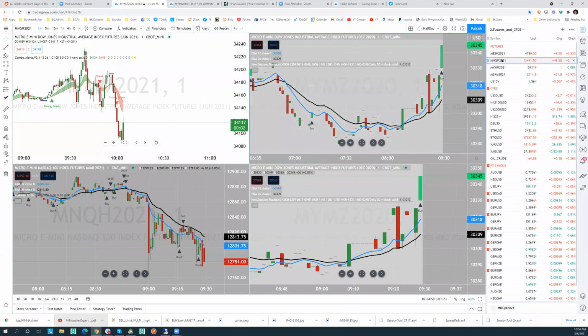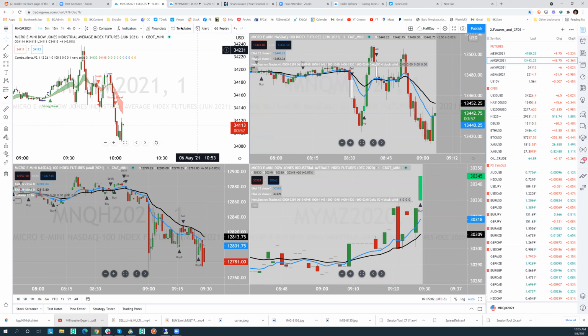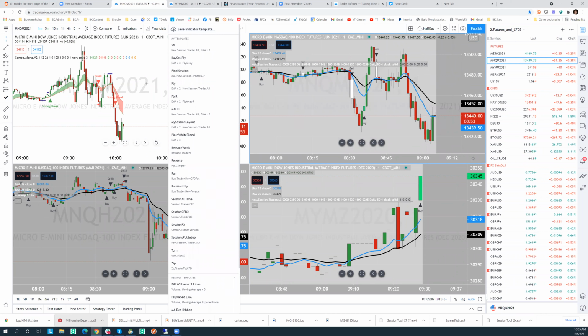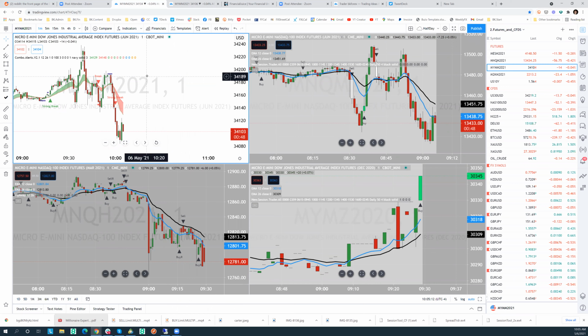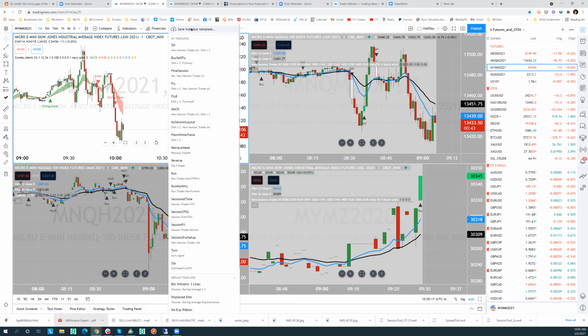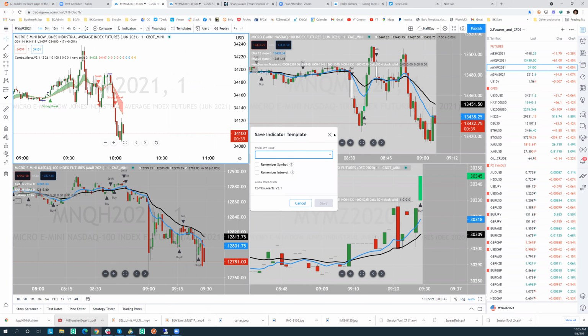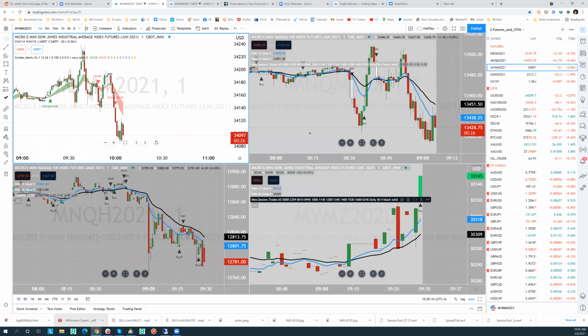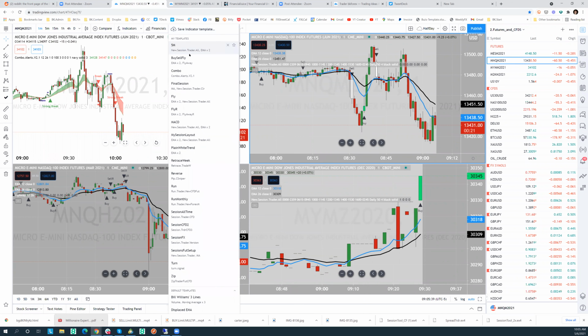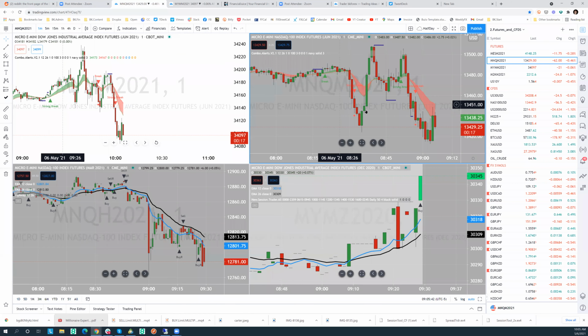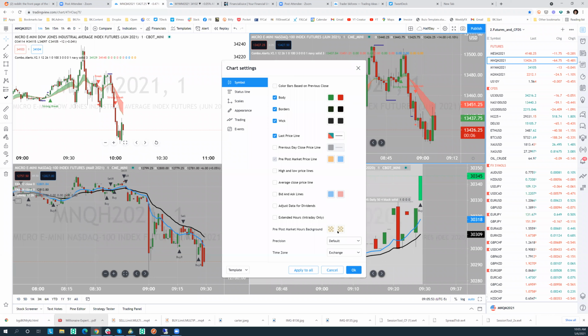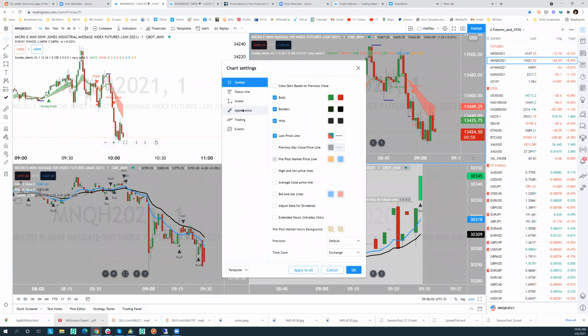So this would be MNQ. And how do I want this? My template. What is my template? This is a save template. Save indicator templates. Combo. Why is this not settings? I'll do the background.